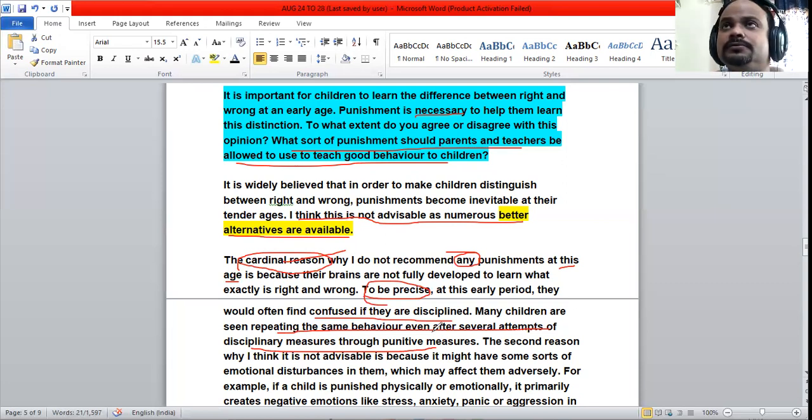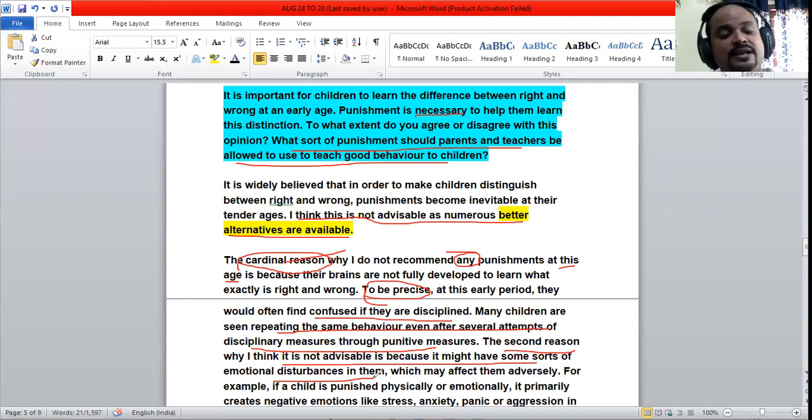That's something we can see, that we discipline children, we punish children, still they'll be continuing the behaviors. Now, the second reason why I think it is not advisable is because it might cause some sort of emotional disturbance in them. So we have the first reason, they have not developed their brains intellectually and emotionally. The second thing is emotional disturbance.